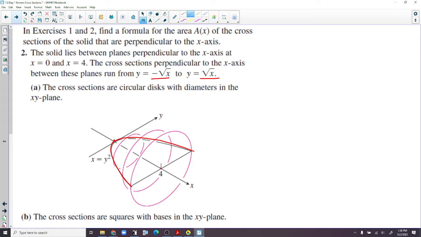Now, this cross-section are circles. So A of x, we'll start it out as pi r squared. And notice there's no x's in pi r squared. We have to get the x's in there.